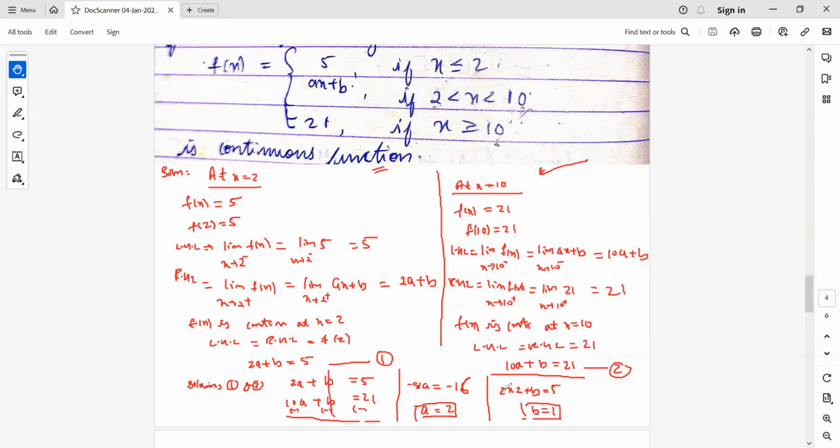I will just go towards the question. Take a screenshot of this. Here we need to use two given points. First we need to make use of 2, and then we need to make use of 10. Hope the example is clear.